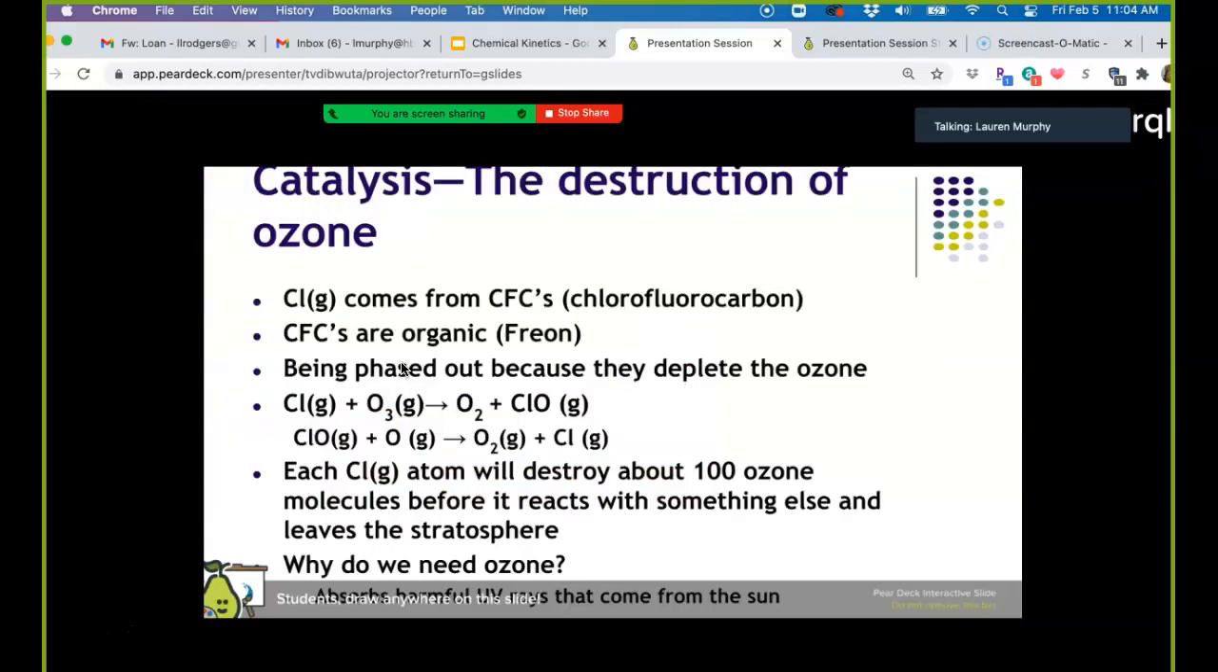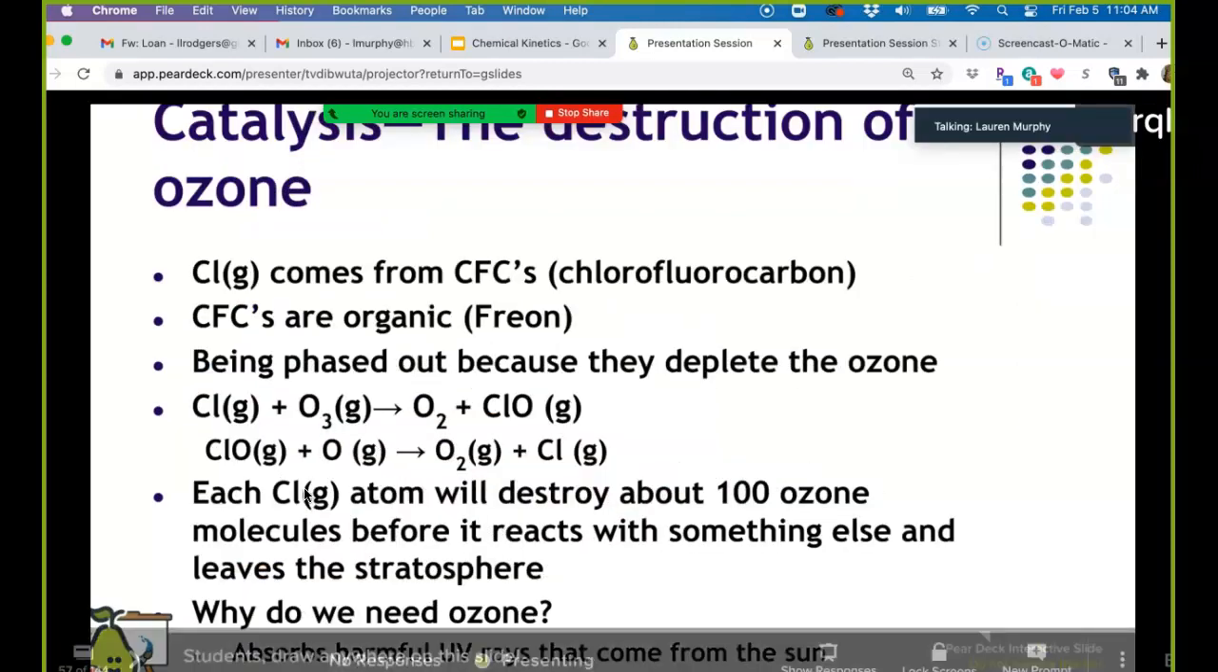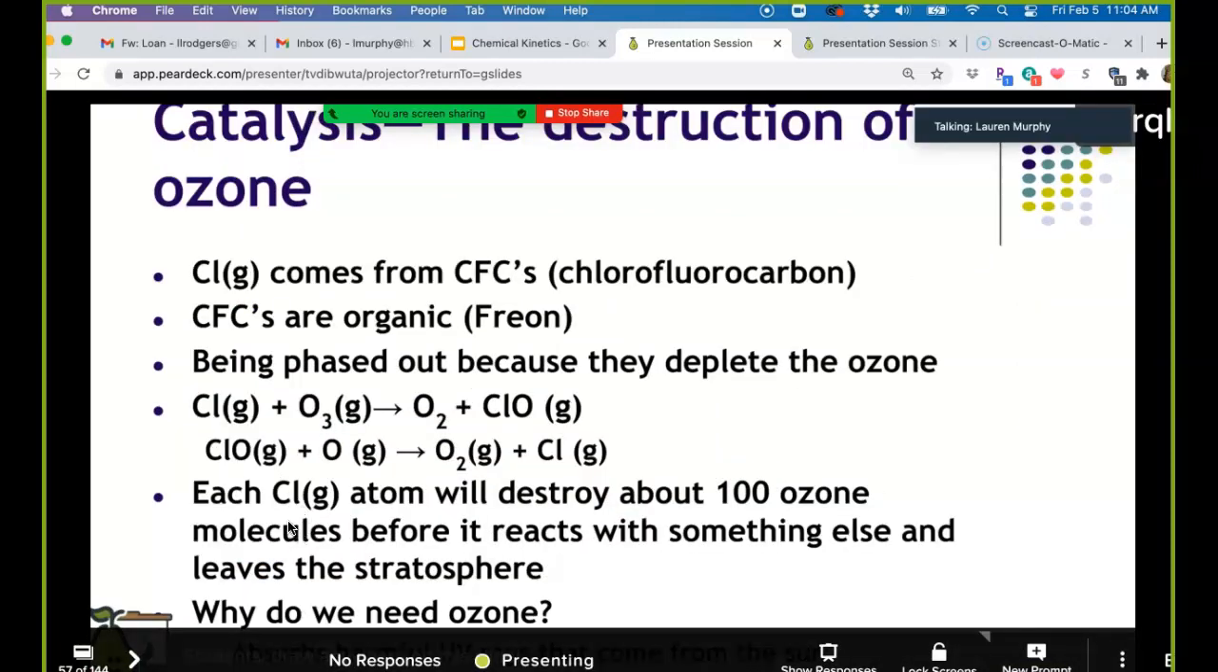And look how crazy this is. Each chlorine atom, one monoatomic chlorine, will kill or destroy 100 ozone molecules. That's how damaging it is to the ozone molecules. That's how quickly it turns those ozone molecules into oxygen gas, depleting the ozone layer, really, okay?